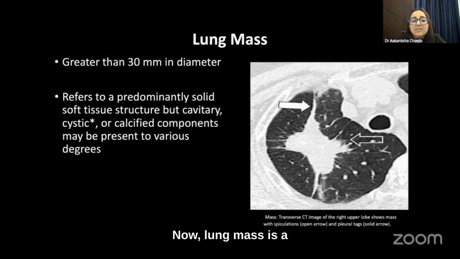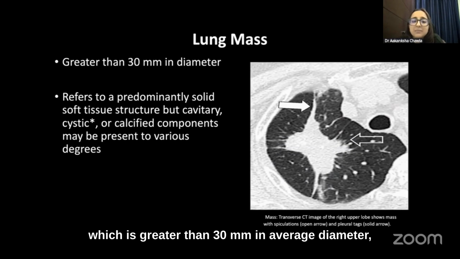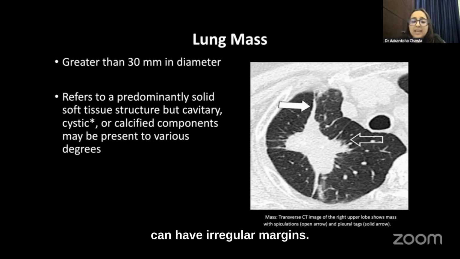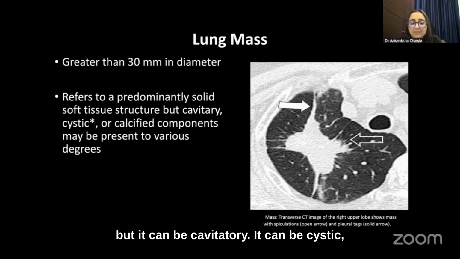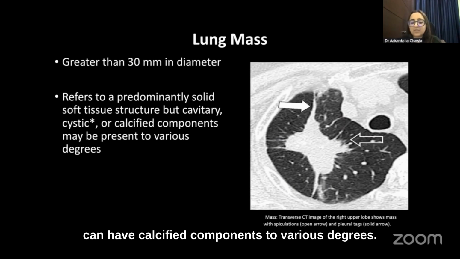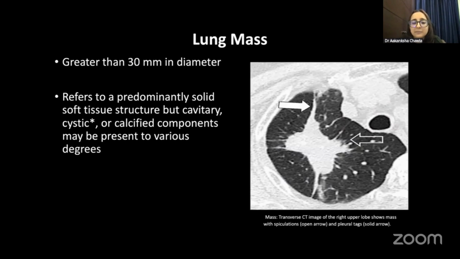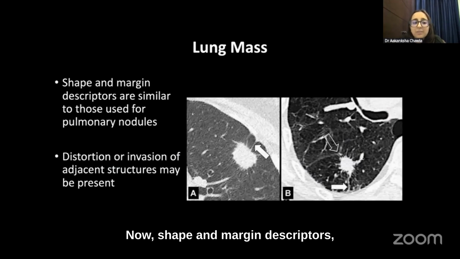Now, a lung mass is a shadow or an opacity which is seen, which is greater than 30 millimeter in average diameter, can have irregular margins, can be ill-defined. It is predominantly a solid soft tissue structure, but it can be cavitatory, it can be cystic, can have calcified components to various degrees. Now, shape and margin descriptors we've already talked about.